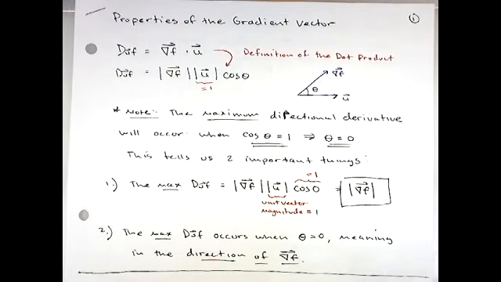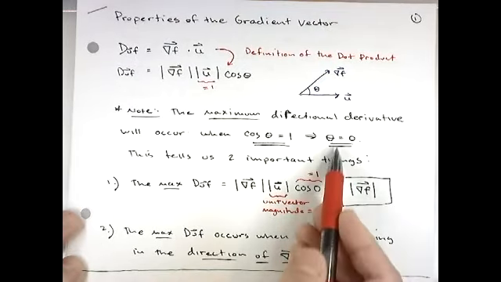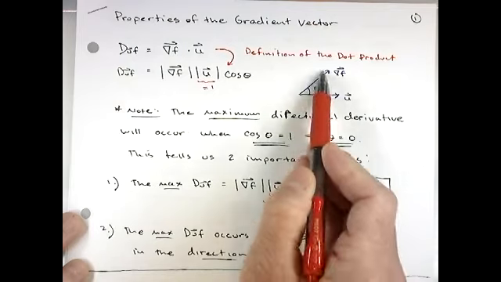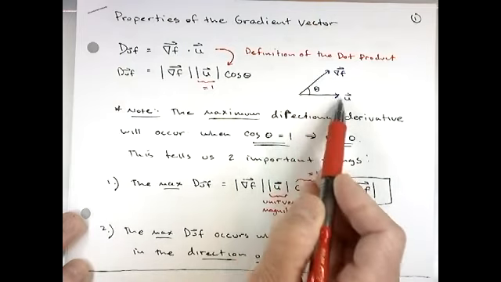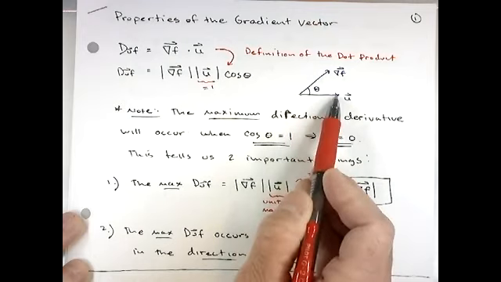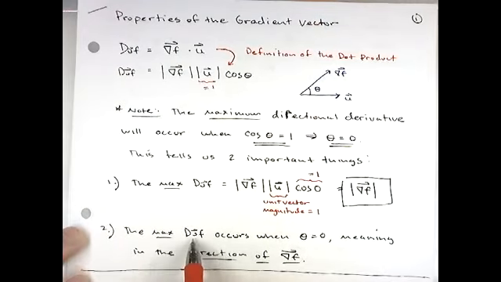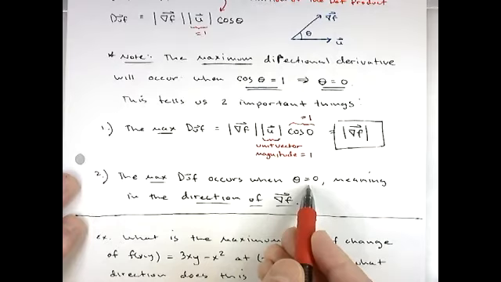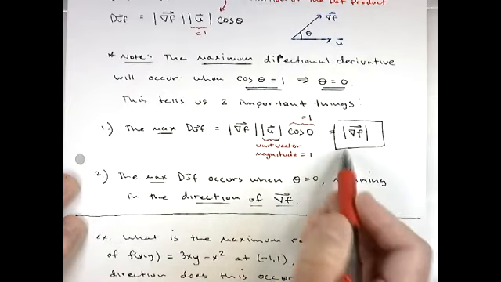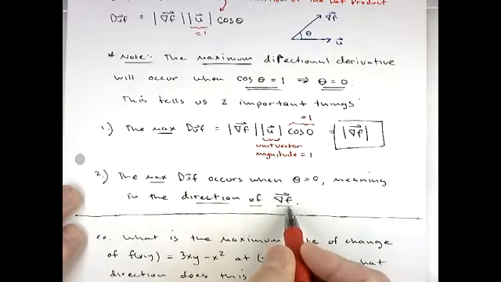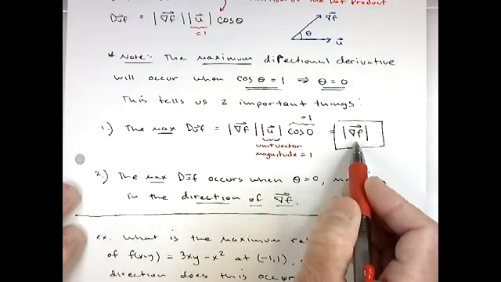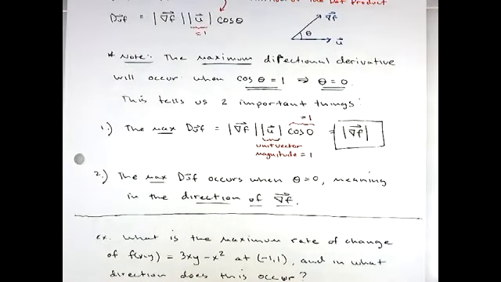And the other thing is that this happens when theta is 0. What does that mean? It means your gradient vector is pointing in the direction that you want to move in for that maximal change. So the maximal directional derivative occurs in the direction of your gradient. Your gradient vector tells you what direction you should be facing to get the maximum rate of change of your function, and the magnitude of that gradient tells you the actual maximum directional derivative. Okay, let's see this in an example.